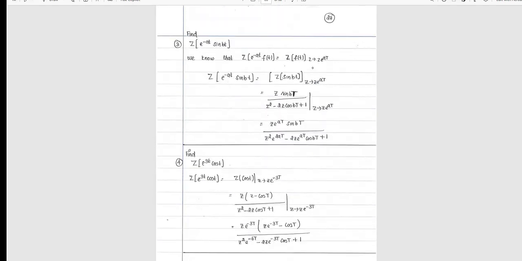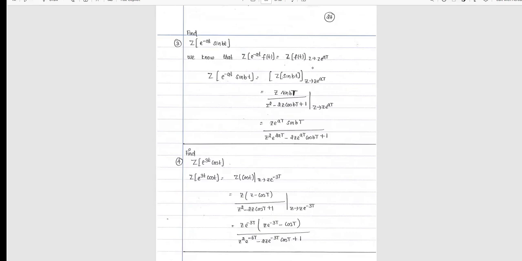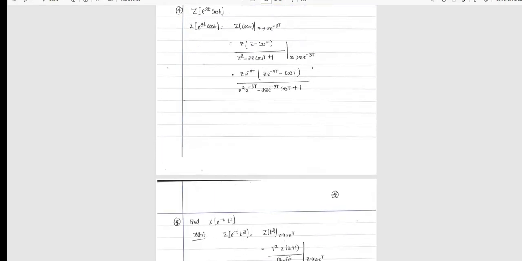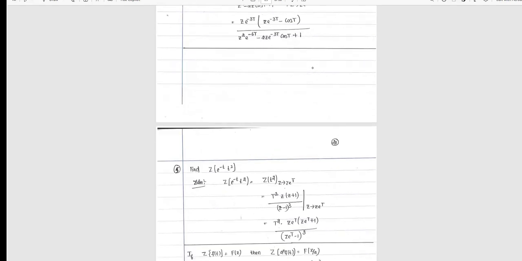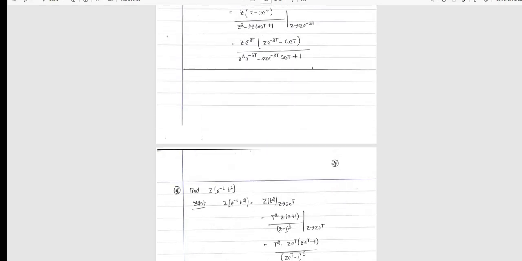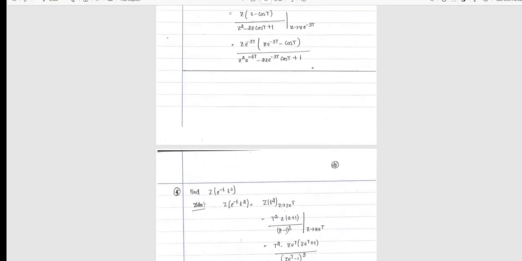Similarly, the third one. Only we are using the shifting theorem, because we have either e to the power minus aT or plus aT, so we will use it accordingly. Are you getting me? So you can try these questions. These are simple questions. Till the fifth question you can do easily.